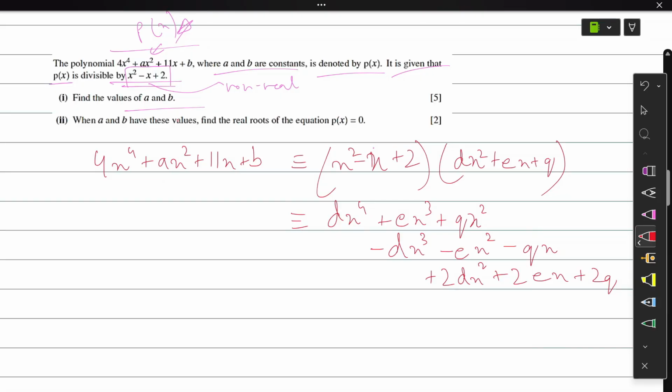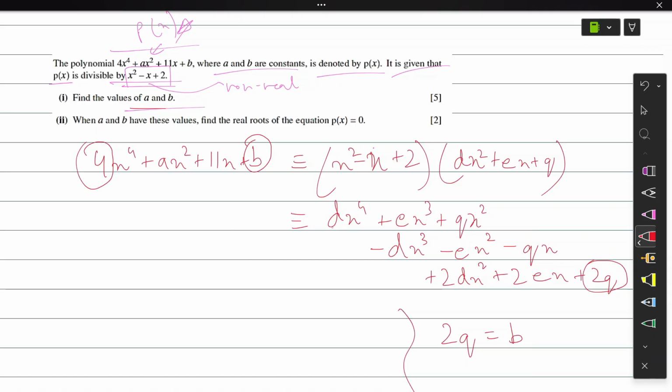Anyways, so we need to find a and b. So let's start comparing the coefficients. b is a constant. The constant term is 2q, so 2q equals b. Any other term which has no variable next to it? There is not. So this is the constant term. 2q equals b. Or what else? We have the coefficient of x to the power 4. What are the values that have the variable power 4? Here is the only one, d. So d equals 4. Directly get that answer.